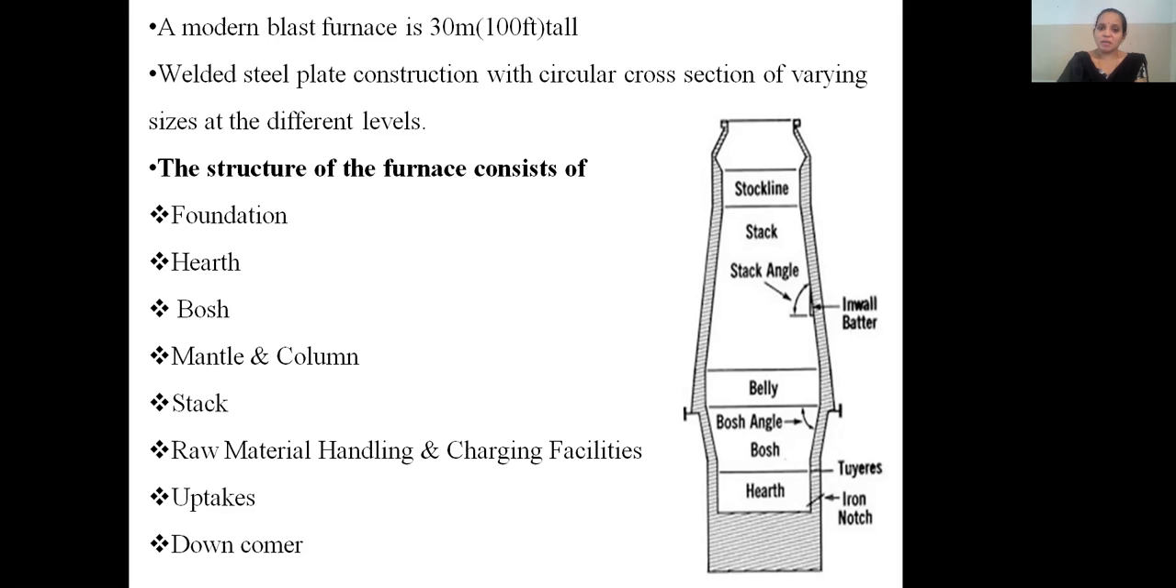The structure of the blast furnace consists of foundation, hearth, Bosch, mantle and column. Above the belly we will find the stack zone, where raw material handling and charging can be done. Then the uptakes at the top, as in the previous picture. Then the downcomer, through which exhaust gases pass; the four uptakes are connected to a single pipe called the dust pump.